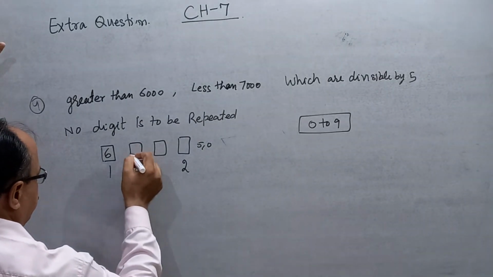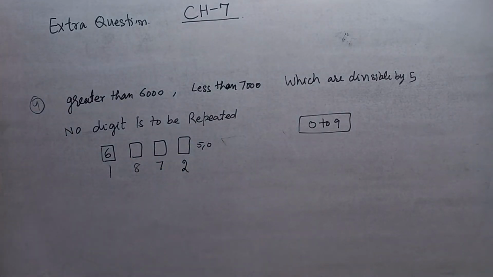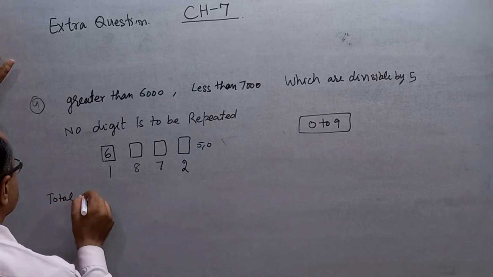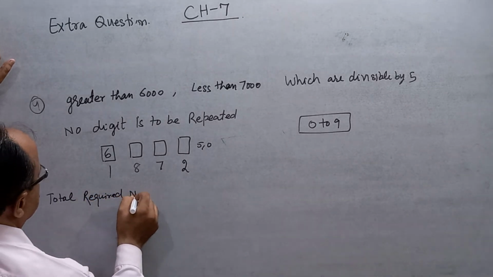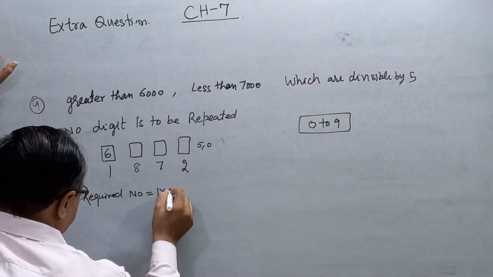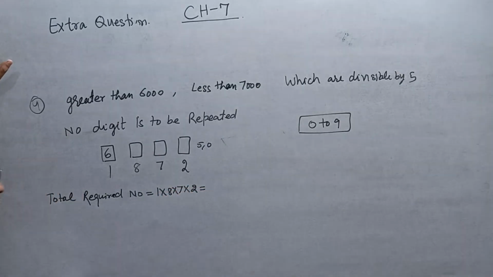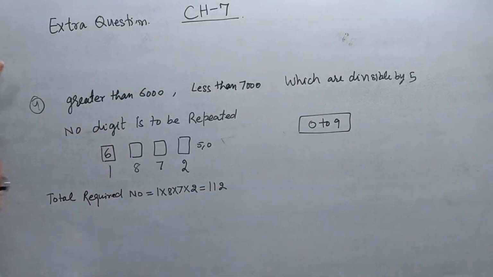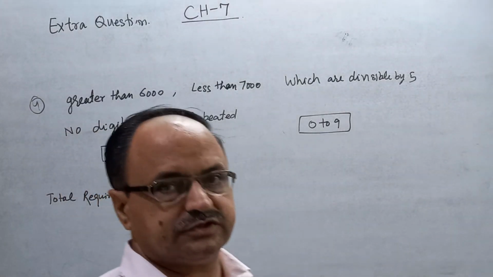And when you put any number here, then here there are 7. Therefore you can say the total required number is 1 into 8 into 7 into 2, that is 112. Yes, this is the solution of this question.